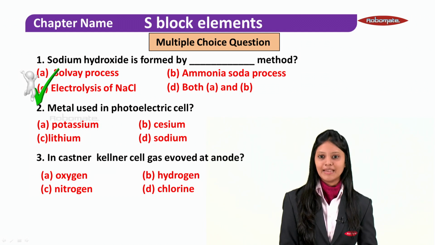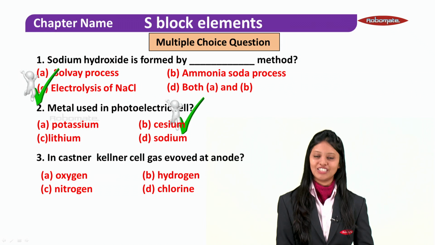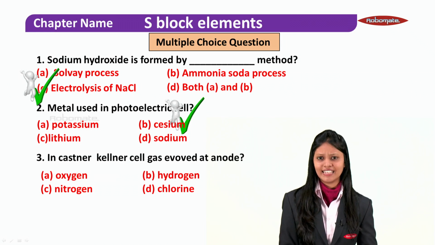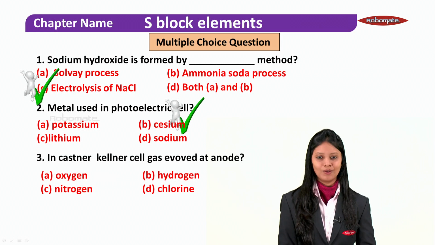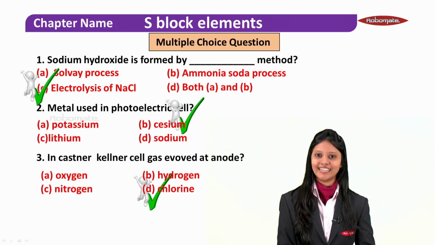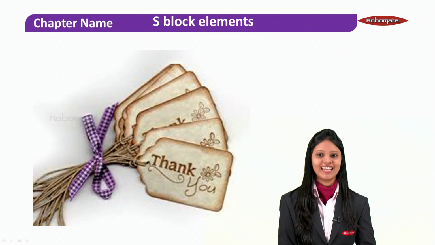Second question: metal used in photoelectric cell. In a photoelectric cell, the metal used is cesium. So answer is option B. And the last question: in the Castner-Kellner cell, gas evolved at the anode. Options were oxygen, hydrogen, nitrogen and chlorine. The correct answer is chlorine gas, option D. If you got all 3 questions right, you got 3 on 3. Thank you.